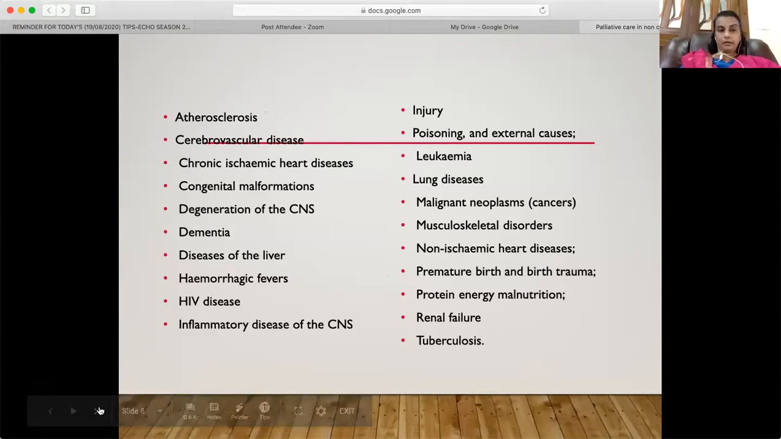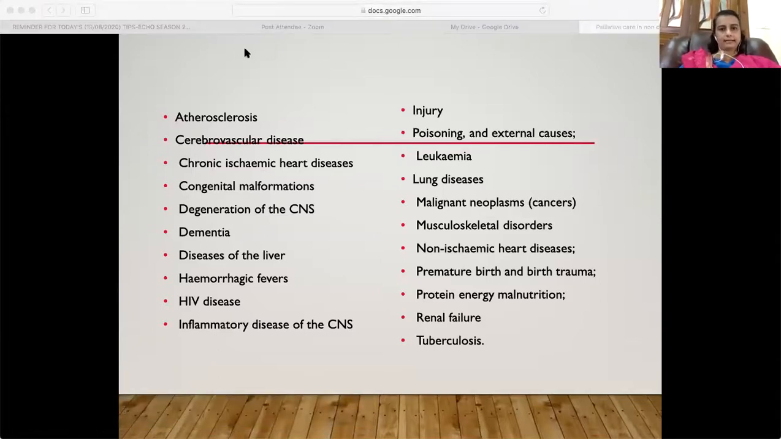They've also gone forward and given us a list of conditions, and this has come in the Lancet report also. There are about 20 conditions which they've identified as able to cause serious health-related suffering, right from atherosclerosis, cerebrovascular disease, chronic ischemic heart disease, and congenital malformations, to hemorrhagic fevers, where we would never have thought that palliative care has a role. But we have seen that all these conditions can cause serious suffering for the patient, which is related to health. So IHPC feels that we need to get involved in the care of such patients. And obviously cancer is still there, but in addition, we've got lots of non-cancer conditions in the list.